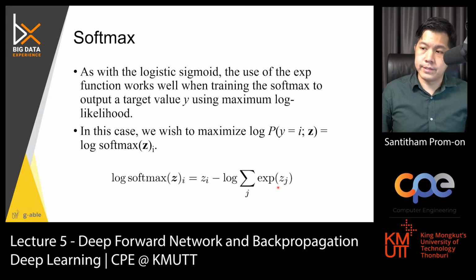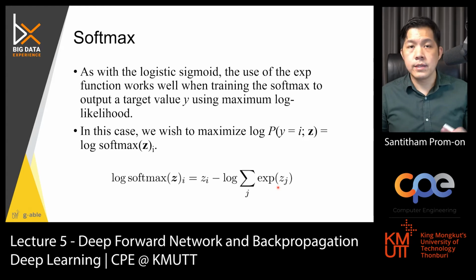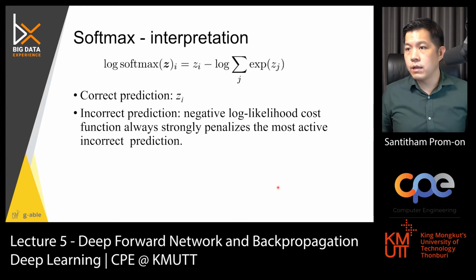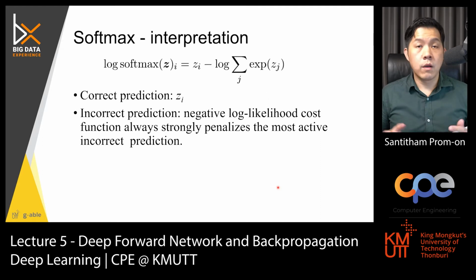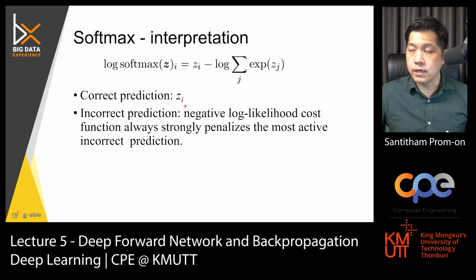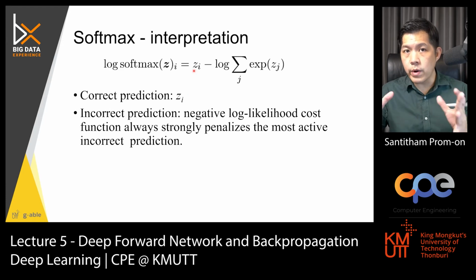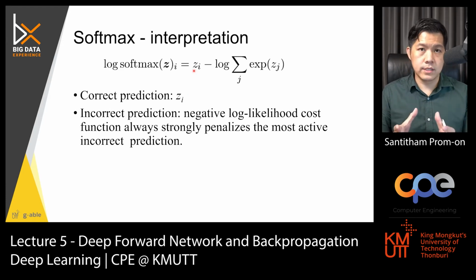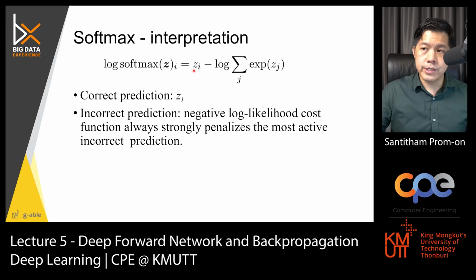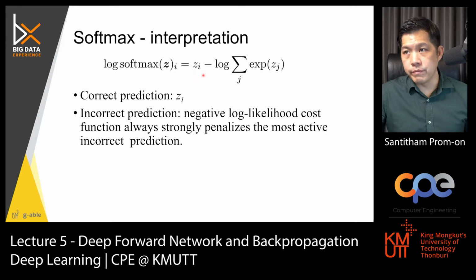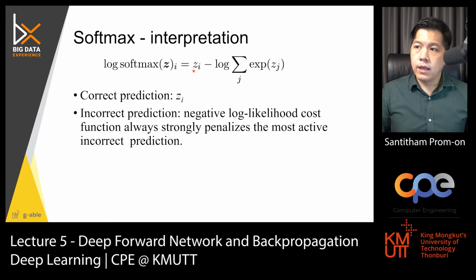Let's interpret this a bit, for correct prediction and incorrect prediction. For the correct prediction, what would happen to the log of softmax? That means you get the correct class, the zi. Then the probability of class i would be large. The value of z would be large before taking the log. And this is minus the log of the summation of the exponential of z.